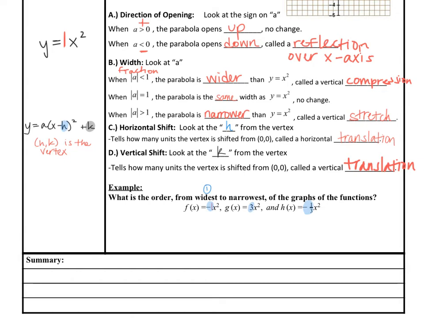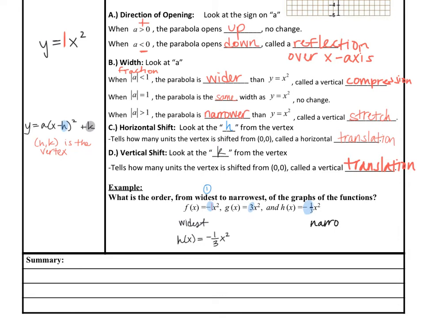So our widest graph is going to be the one with the -1/3 because 1/3 makes it fat. So first one, the widest is going to be h of x equals -1/3 x squared. That's your widest.